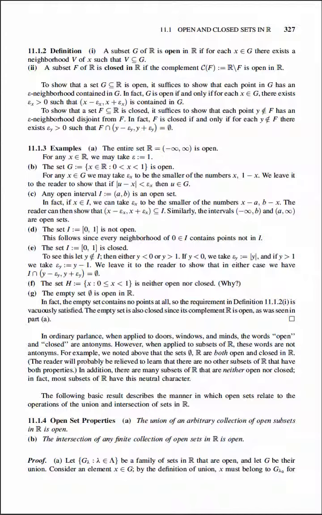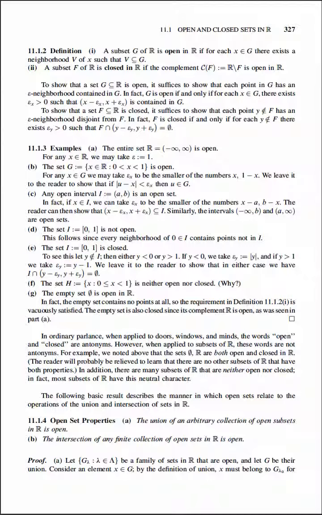The remark here in the middle of page 327 under the example is pretty important. This is noting that there are some sets that are both open and closed, and there are some sets that are neither open nor closed. And so open and closed for sets does not work like open and closed for doors and windows. You don't have to be one or the other. You can be both. You can be neither.